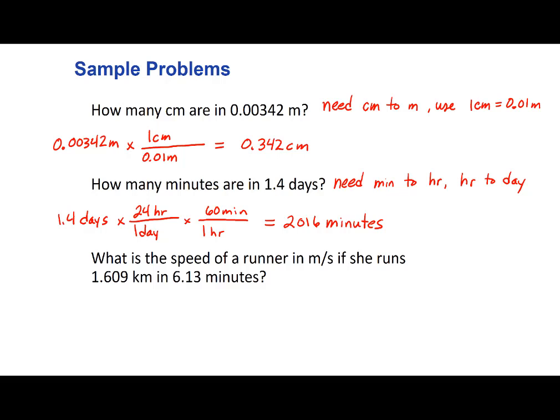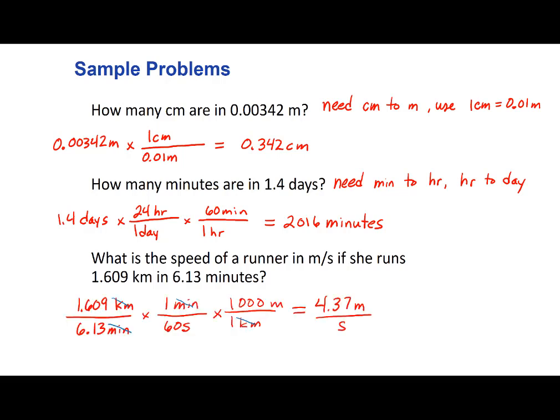For the next problem, the speed of a runner in meters per second, I suggest you start with writing the kilometers over the minutes in numerator-denominator style, and then convert one set of units, kilometers to meters, let's say, and then do the other one. It doesn't really matter which order you go in. Pause the video, see if you can get it right. Here's my solution, and I even showed you how the units of kilometers and minutes reduce to 1 and cancel out, leaving us with units of meters per second.